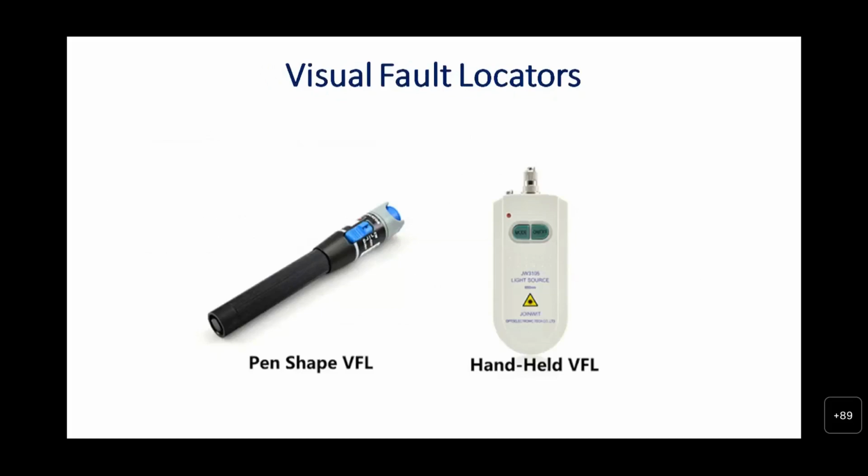These are the pictures of the visual fault locators, that is the pen-shaped VFL and the handheld VFL.